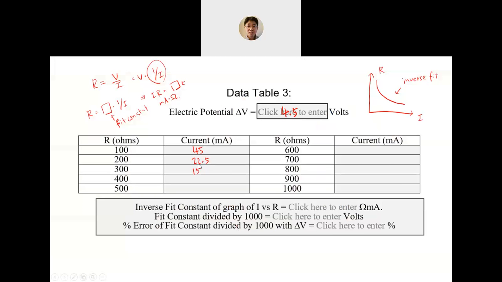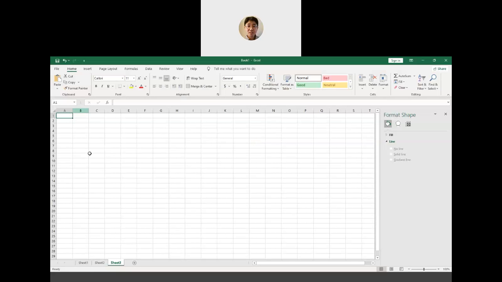Then we have to draw the graph again, and we have to use Excel again. Let me open Excel. The x-axis should be resistance R in ohm. The y-axis, as you showed here, is current I in milliampere.